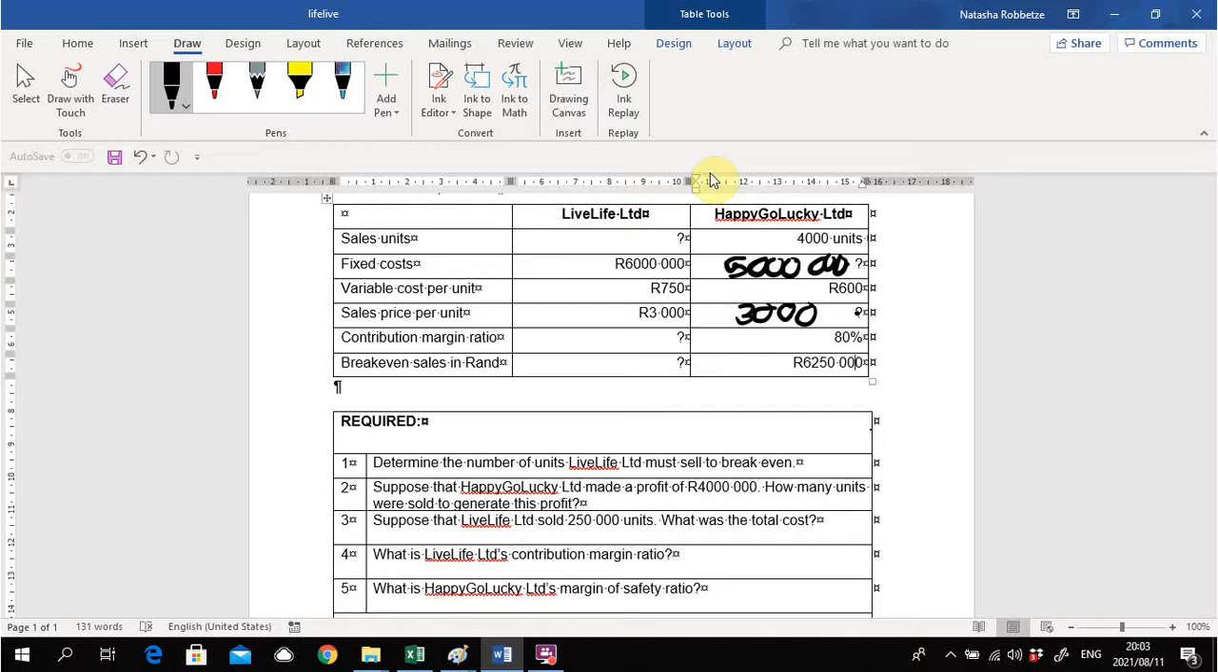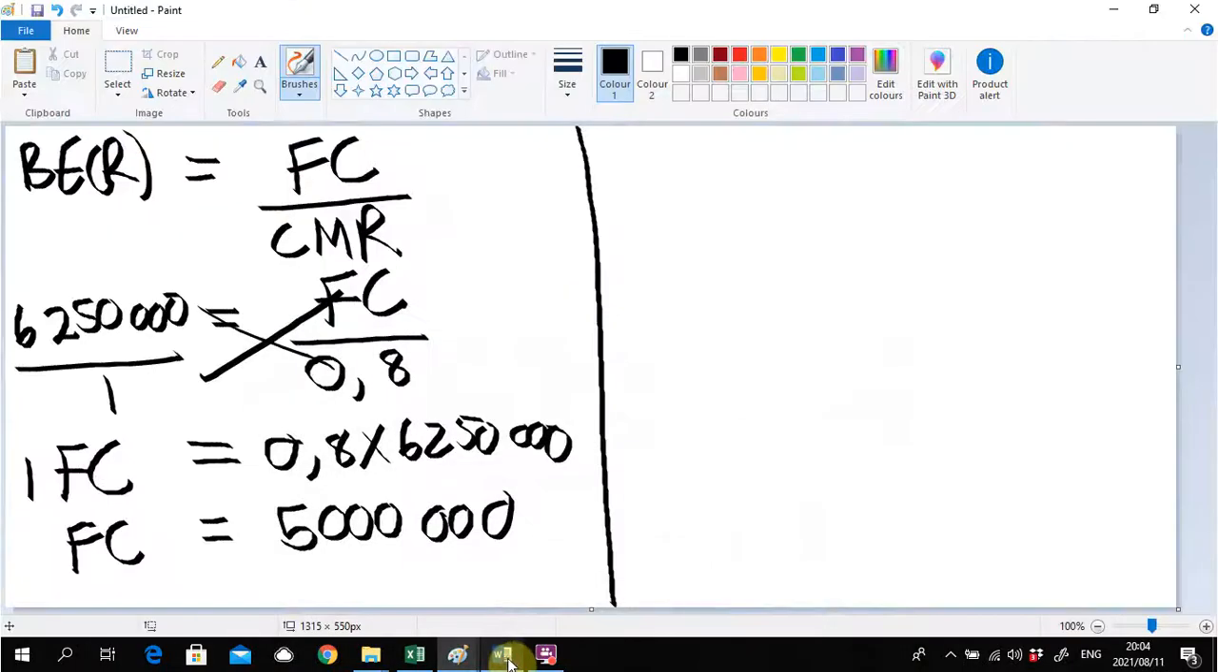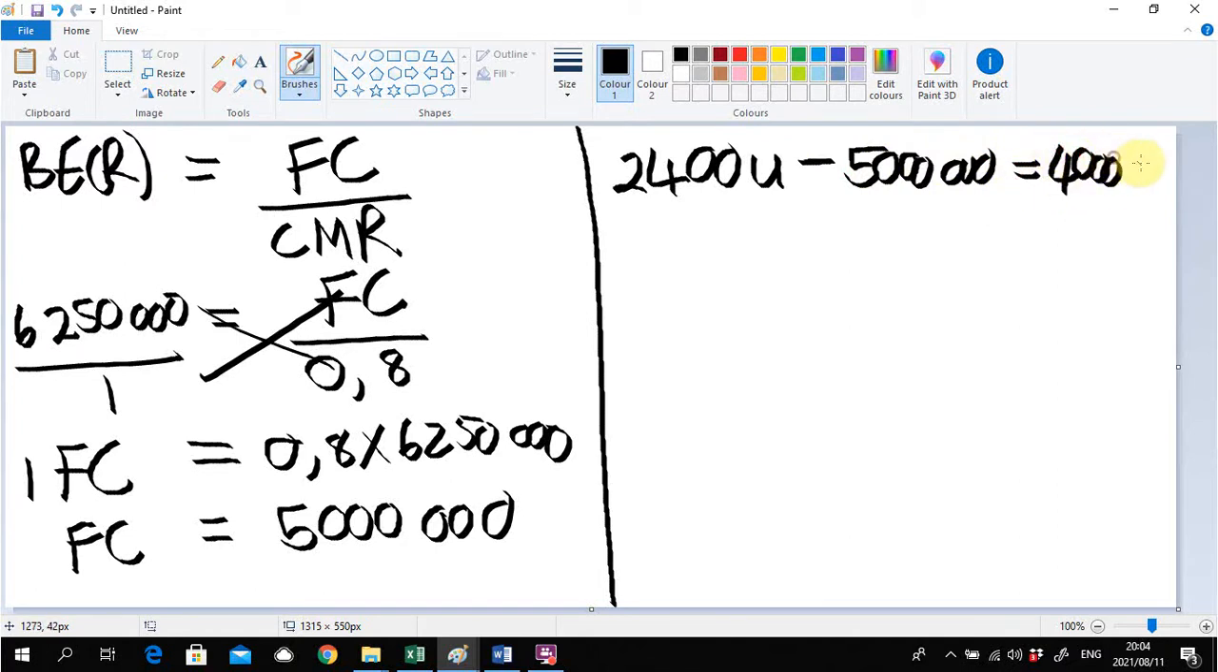Because this profit was made by saying that we've made a bit of profit from sales minus variable cost. And then we've also had to minus the fixed cost. So in this instance, I'm going to say the contribution, if I look at the 3,000 minus 600, should be 2,400 Rand. So that was the contribution per unit. In order to then solve that calculation, I'm going to say it's then 2,400 Rand per unit minus the fixed cost of 5 million gave us a profit of 4 million.